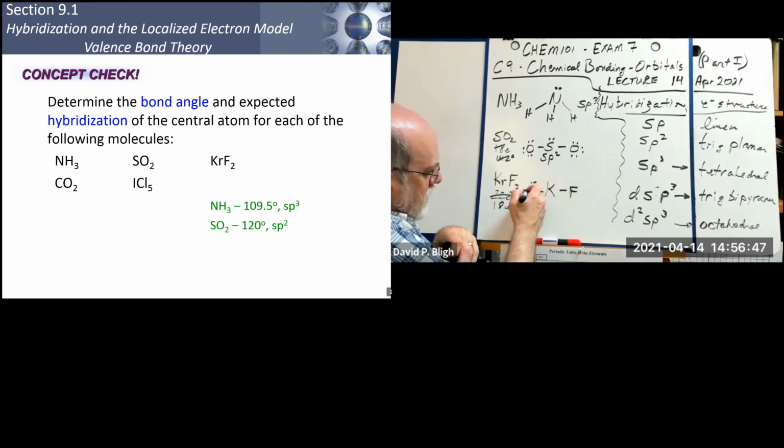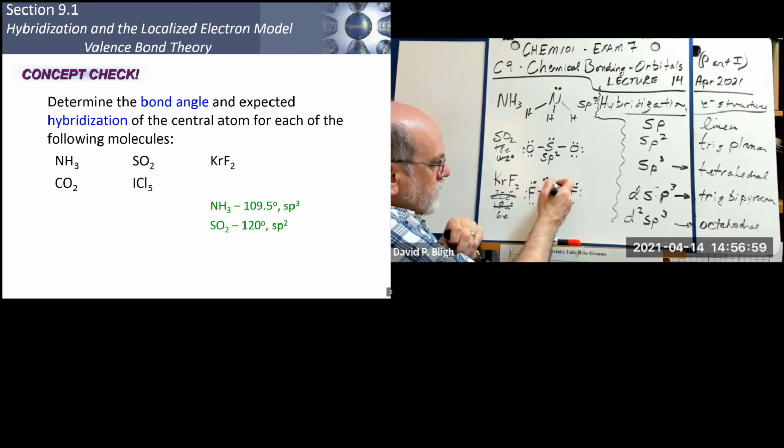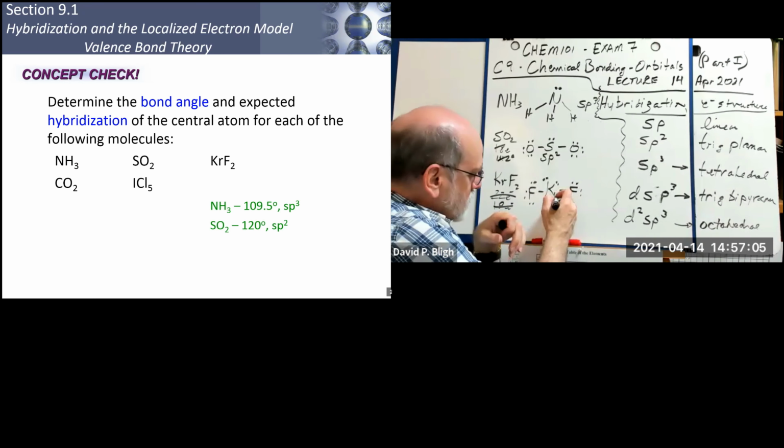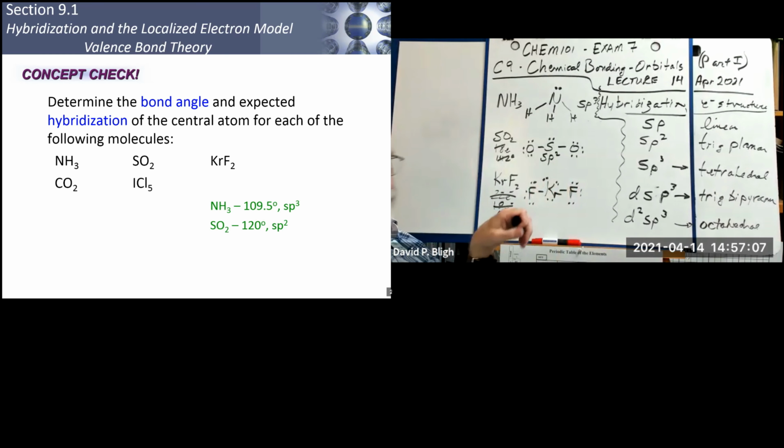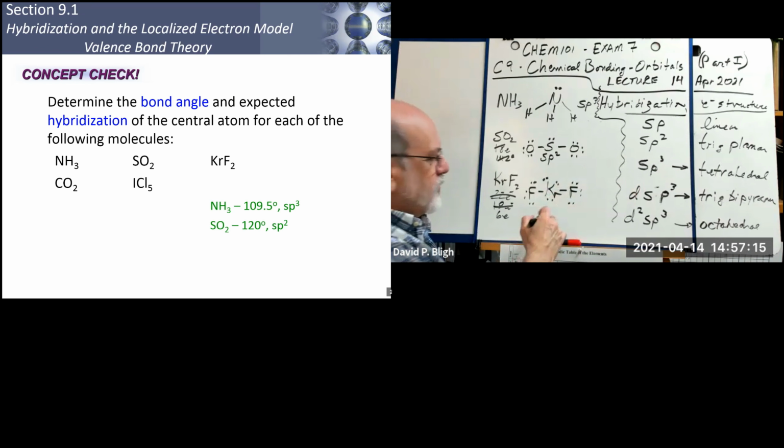So how many did we use here? So that's 2 times 6 is 12, which means we have 6 electrons left over. So where are they going to go? Okay, so around krypton, excuse me, not potassium, krypton, 1, 2, 3, 4, 5. 5 means dsp3.